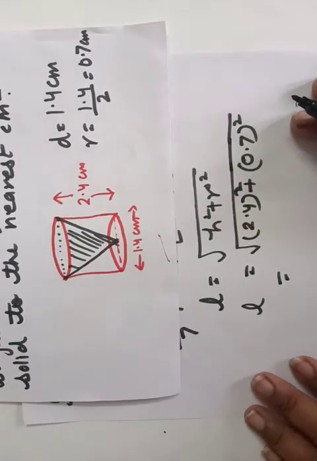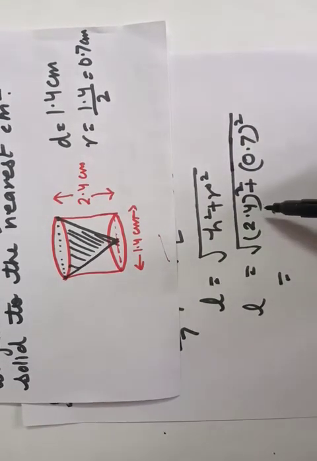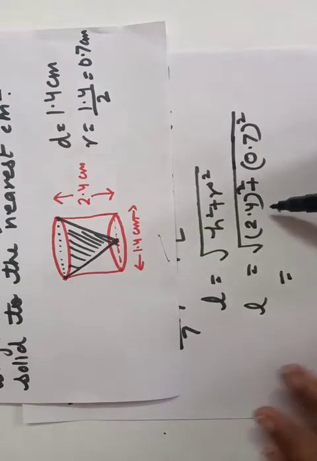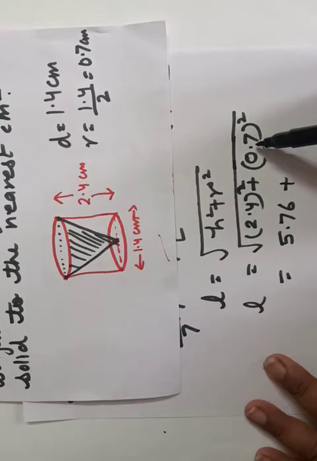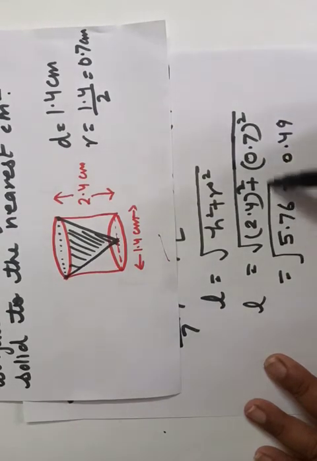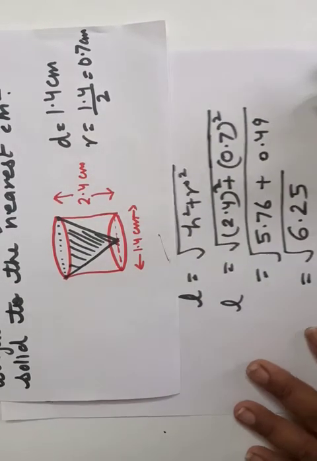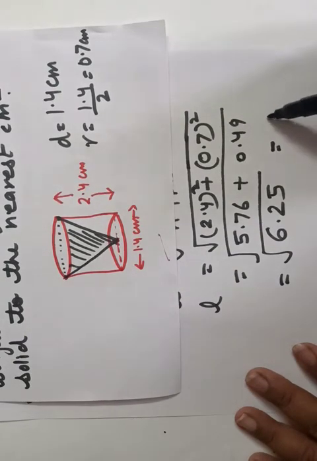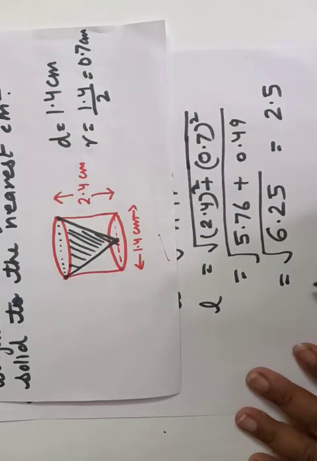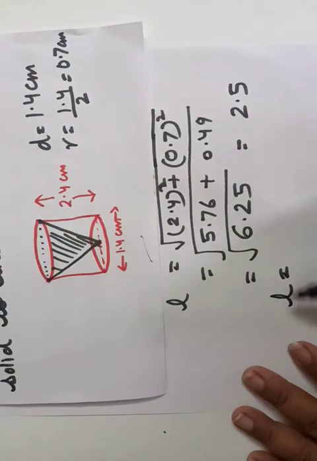Hence it will be equal to, that is 2.4. We know that the square of 24 is 576, so it will be 5.76 plus 0.7 into 0.7, that is 0.49, and that will be 6.25, under root of 6.25. That is equal to 2.5, because we know that the square of 25 is 625. So we have got the slant height equal to 2.5.